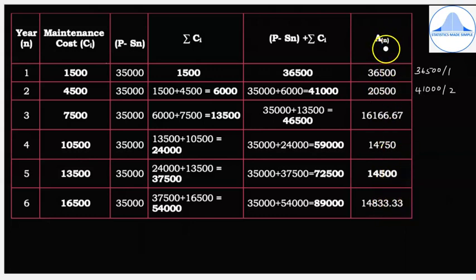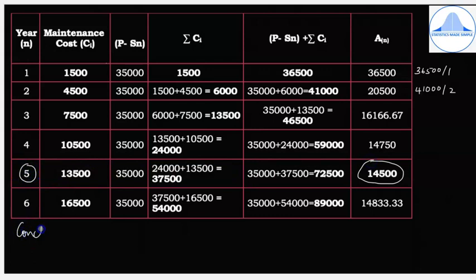Now you have to observe the values in the last column. That is, you have to check where the average annual cost decreases and then finally increases again. If you observe very carefully, from 36,500 the average annual cost is decreasing to 14,500, and then immediately after this point it increases to 14,833.33. So let us mark 14,500 and also mark the corresponding year, which is 5.